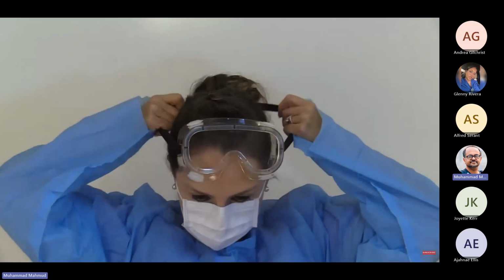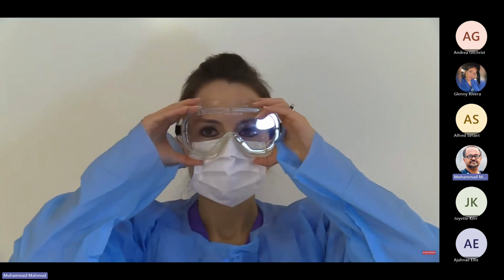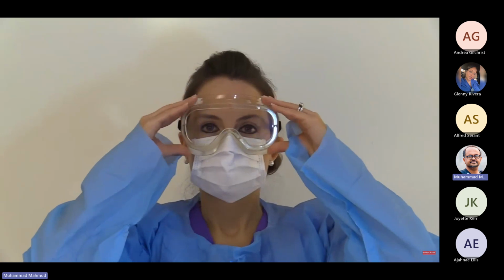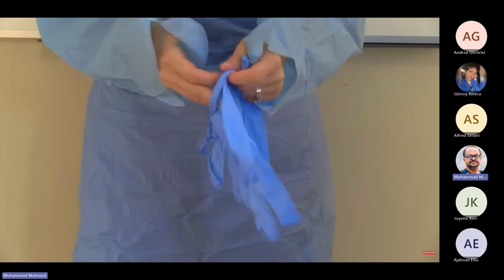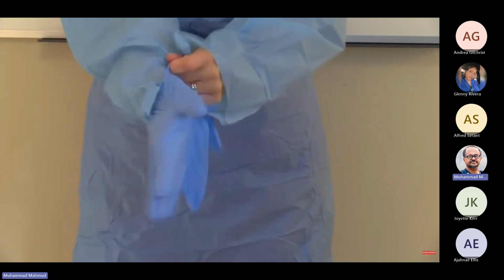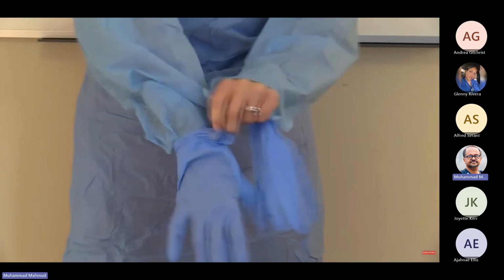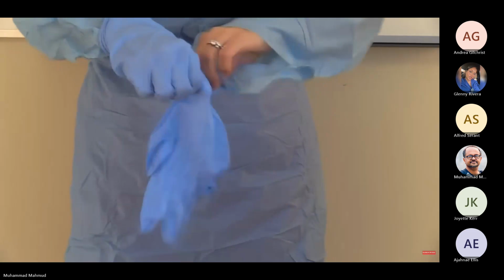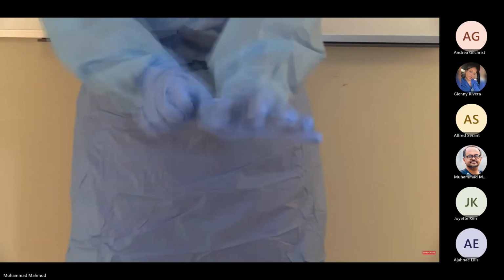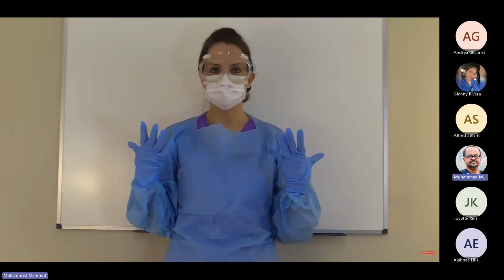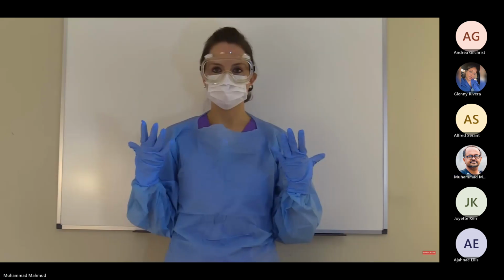Next, perform the seal check. Place your hands over the mask and gently inhale and exhale, feeling for any air leakage. Next, you will place the goggles or face shield onto your eyes, making sure they fit snugly but not too tight. And finally, don your gloves, making sure that you pull the cuff of the glove up over your gown for extra protection. And this is how everything will look.